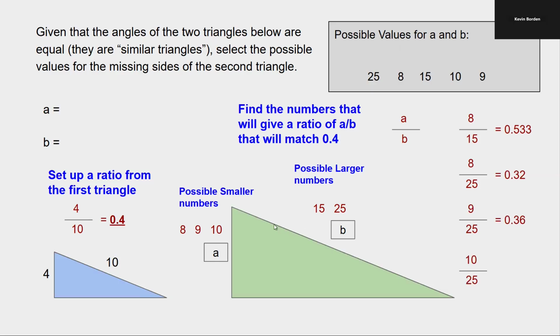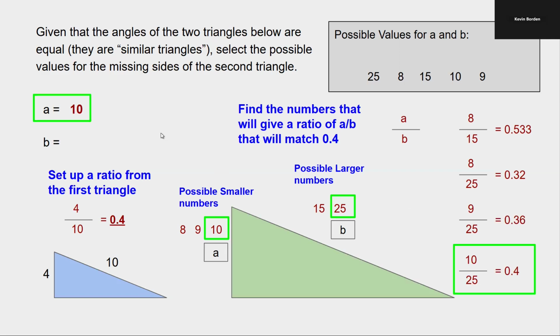I try 10 from the first list, 25 from the second list. I divide and boom, now I have matched 0.4. So that tells me that A must be 10 and B must be 25. So I fill those answers in. A is equal to 10 and B is equal to 25.